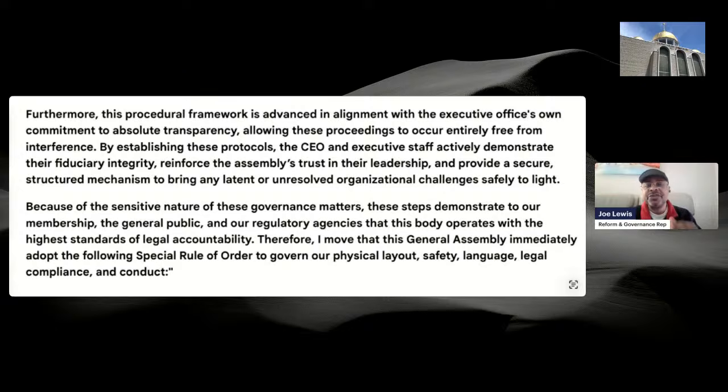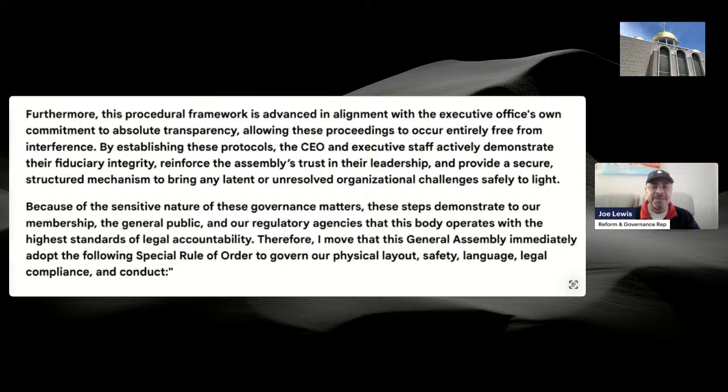Furthermore, this procedural framework is advanced in alignment with the executive office's own commitment to absolute transparency, allowing these proceedings to occur entirely free from interference. By establishing these protocols, the CEO and executive staff actively demonstrate their fiduciary integrity, reinforce the Assembly's trust in their leadership, and provide a secure, structured mechanism to bring any latent or unresolved organizational challenges safely to light.